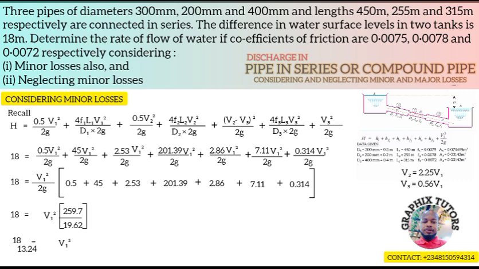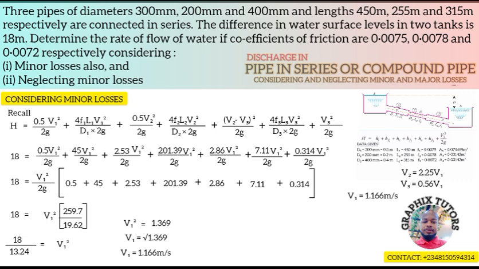Now if you make V1 squared the subject of the formula, it becomes 18 divided by 13.24 equals V1 squared, and 18 divided by 13.24 gives us 1.369. And when the square comes to the other side, it becomes square root. So the square root of 1.369 gives us 1.166 meters per second. That is my V1. So this is where you are considering minor losses.